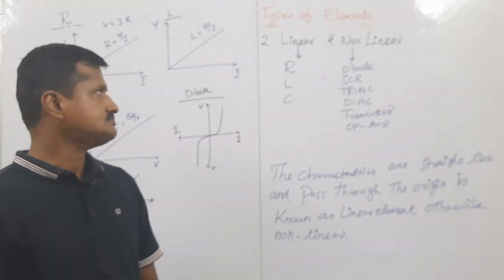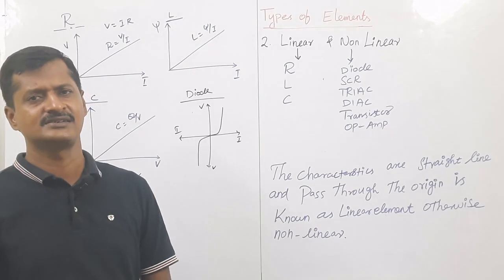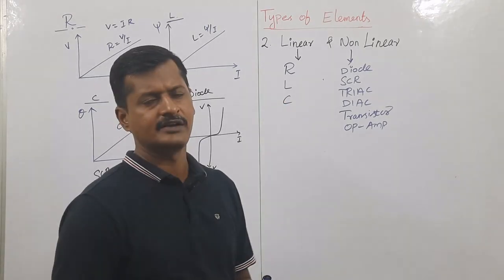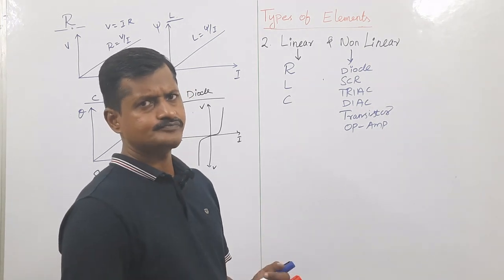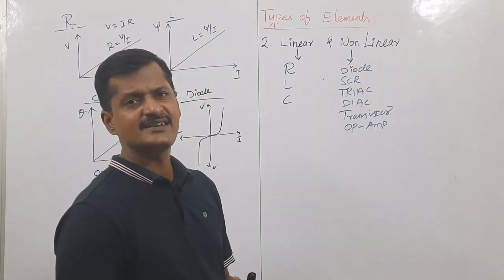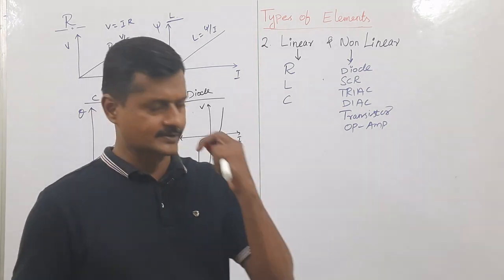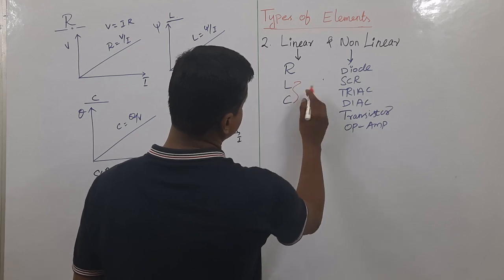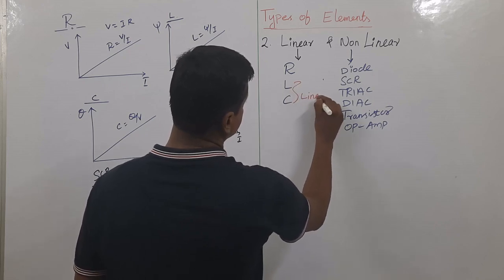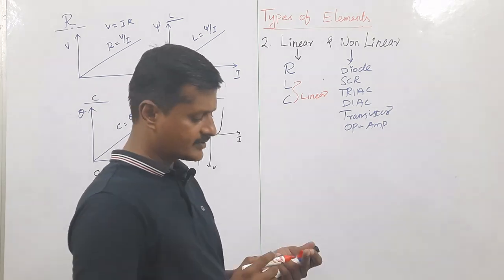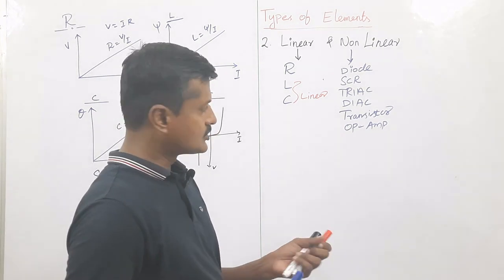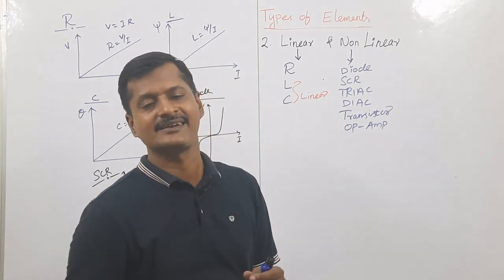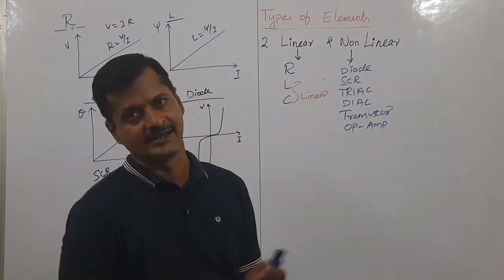So that's all about linear and non-linear elements. Now, another condition to note: initially charged inductor and capacitor. You know inductor and capacitor are linear, right? But as a note point, initially charged inductor and capacitor are non-linear.